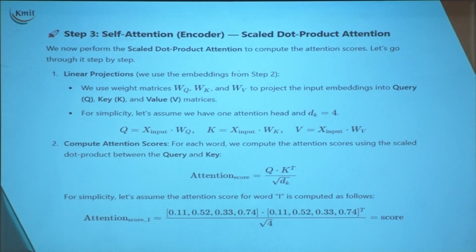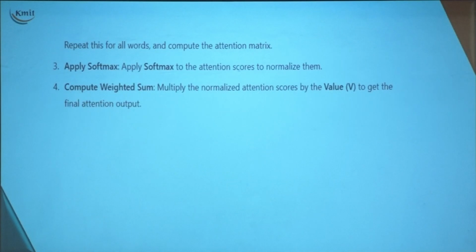After that, I have generated QKV and then I compute the attention scores. How am I computing the attention scores? Q into K transpose divided by square root of DK. Apply to that the softmax function. And then I compute the weighted sum by multiplying the normalized attention scores with the values. This is what we do in the multi-head attention.